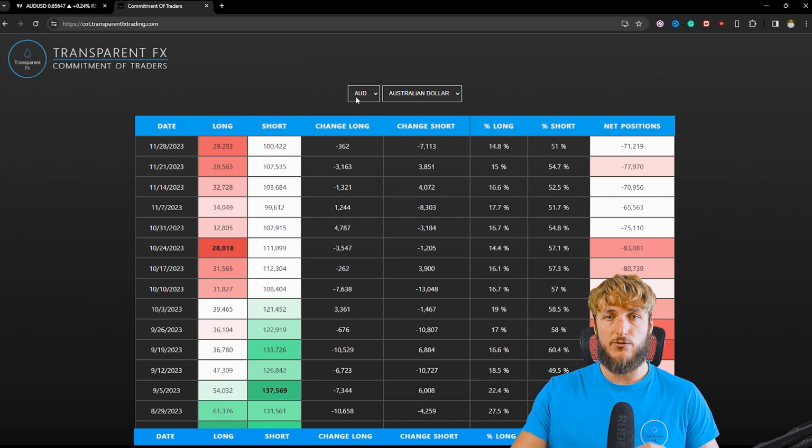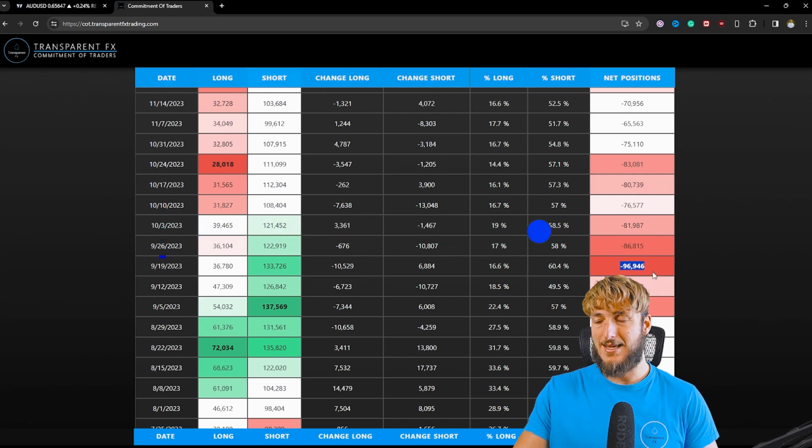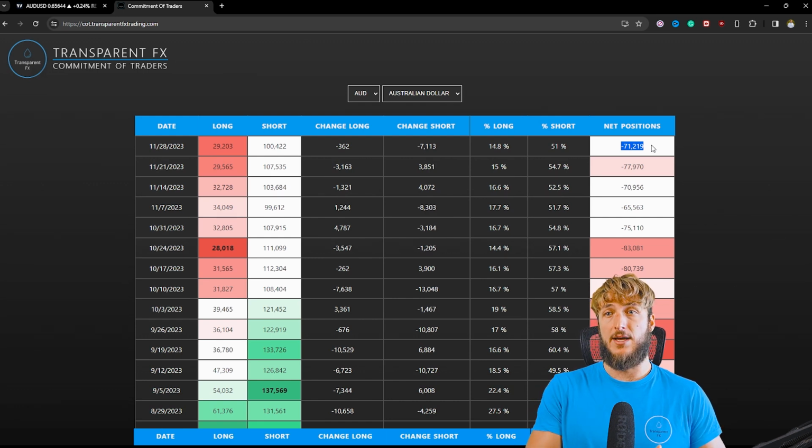Now, if we check the data for the AUD, we can see how with the last reports, net positions have been growing. We went from having minus 96.9k net positions all the way up to having minus 71.2k net positions, showing a strong increase of the net positions.